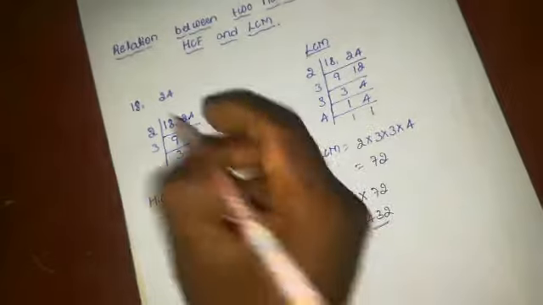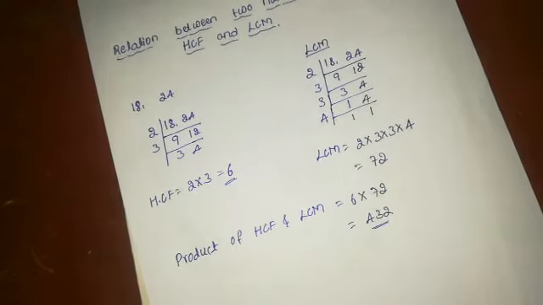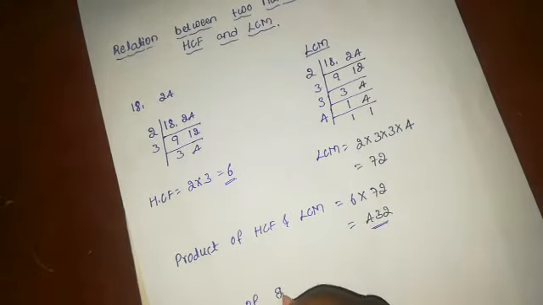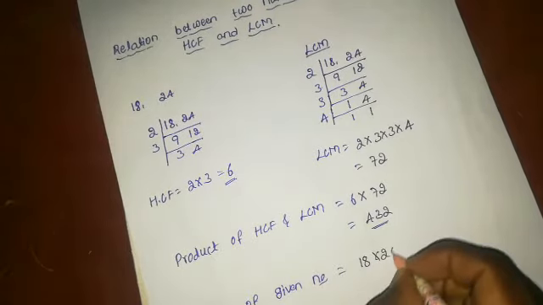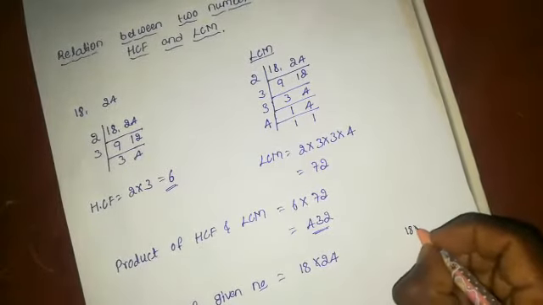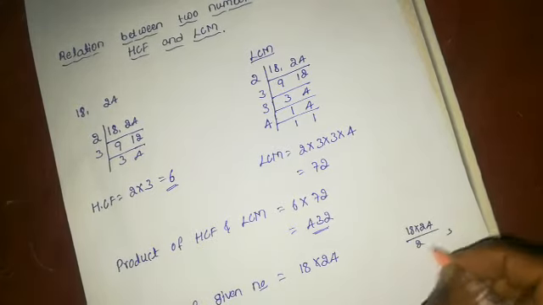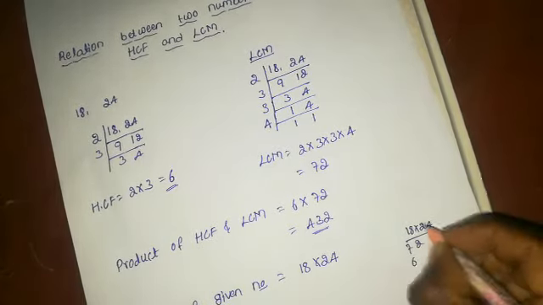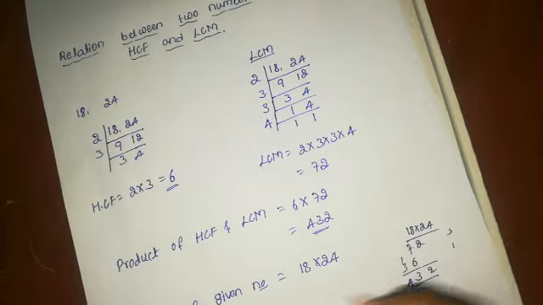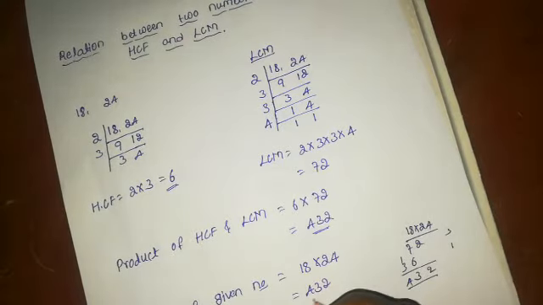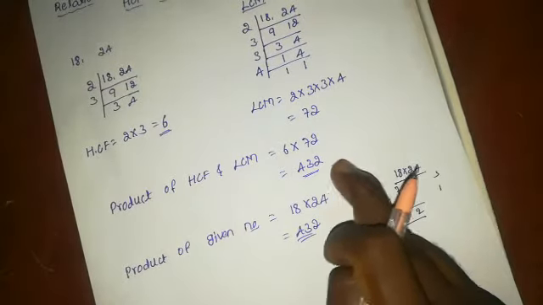Now we have to find out the product of the given numbers. It means 18 into 24. The given numbers are 18 and 24. Now we multiply 18 and 24. 8 4s are 32, 3 carry, 1 4 is 4 plus 3 is 7, 2 8s are 16, 2 1s are 2, and 1 carry makes 3. We get 432.